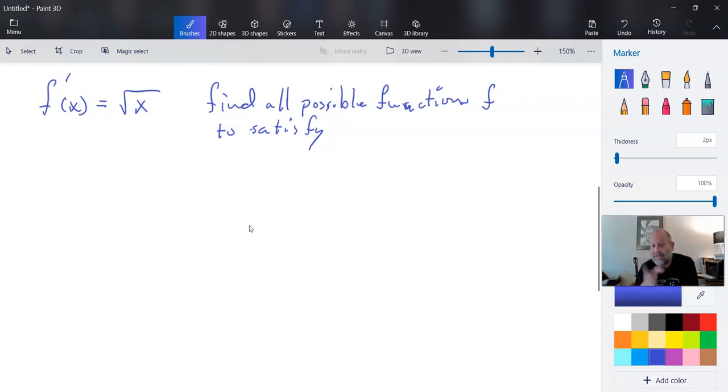Okay, so I want to see if you can do this, right? You're going to have to be a little bit creative, but let's see what you can do. So go ahead and pause it right here and see if you can find the function that this derivative came from.